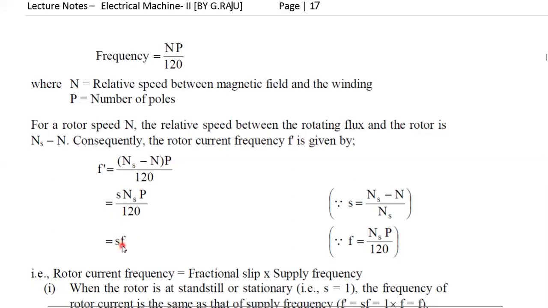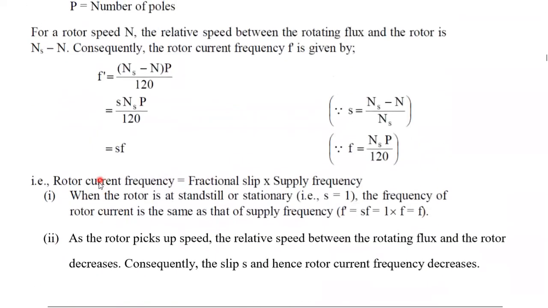But the rotor frequency is changing. The rotor frequency is slip times the stator frequency. Understood? So the rotor frequency is not fixed; it changes according to the slip. The rotor current frequency is equal to the fractional slip into supply frequency.